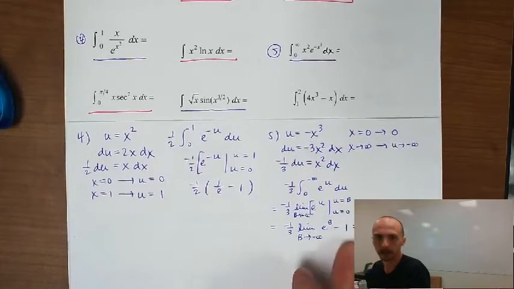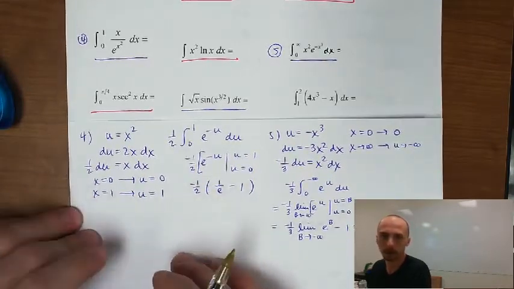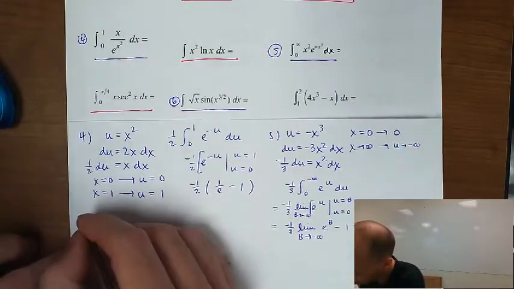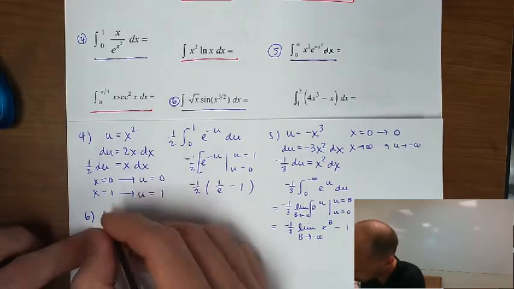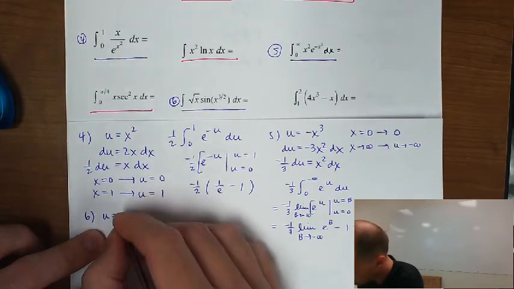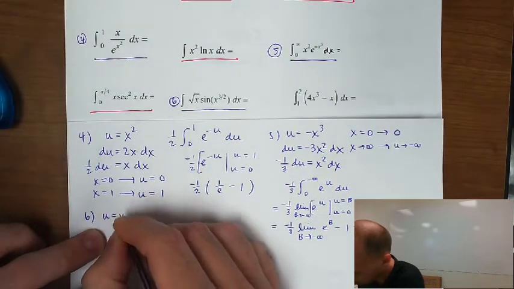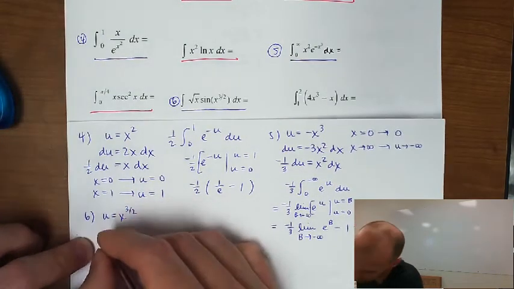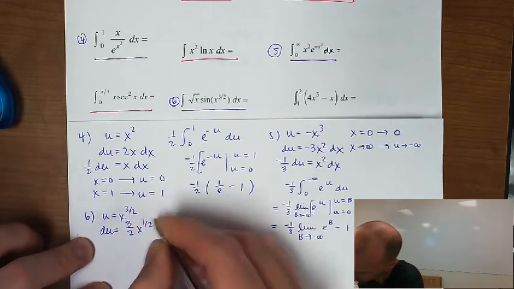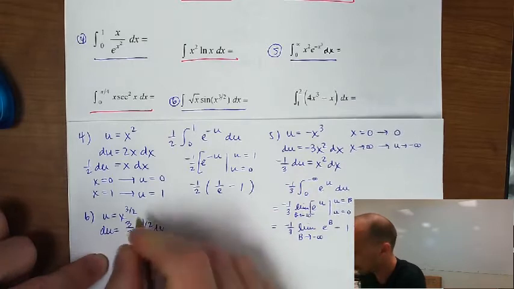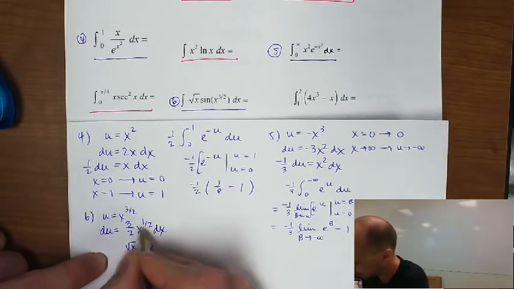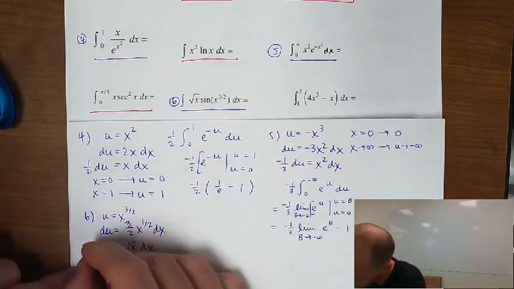I think I've got just enough room right here to work this one. I think it'll be all right. So this will be number 6. Let u equal the inside of the composite function, x to the 3/2. So that du is 3/2 x to the 1/2 dx. But if all I have is just square root x dx, that's just regular x to the 1/2, so I need to multiply over here by 2/3.